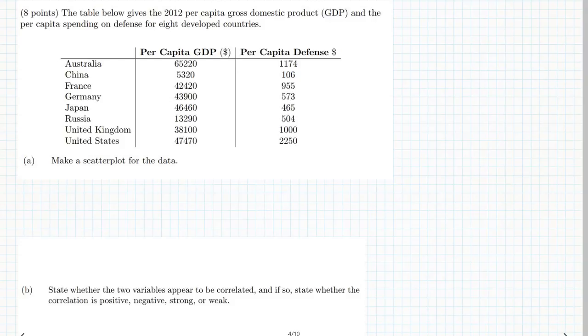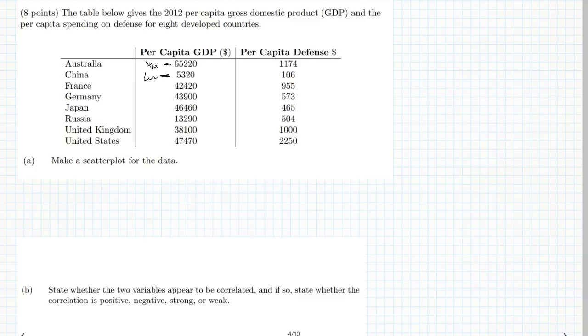So for our per capita GDP, we have 65,220 for Australia. The per capita defense is 1,174. And then you can go on down the line: 5,320 for the per capita GDP, and then per capita defense is 106 for China. In terms of a good labeling system, notice that you have to have a feel for what's the lowest and what's the highest. So here's our lowest on the per capita GDP, and then what's our high? Well, we have 65,220, so that's the max.